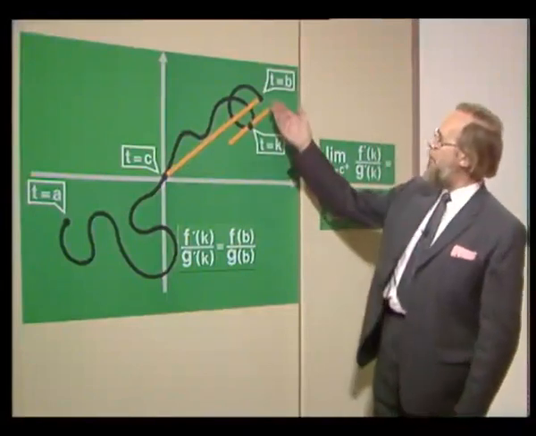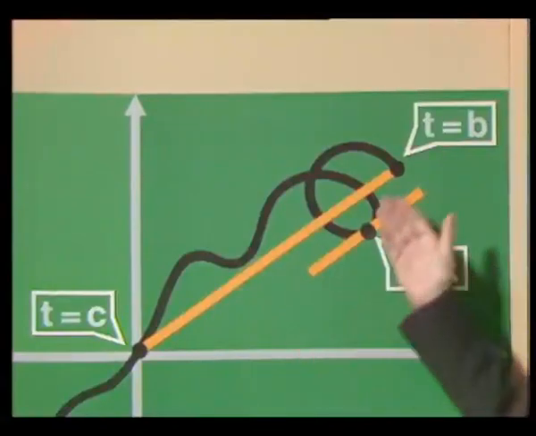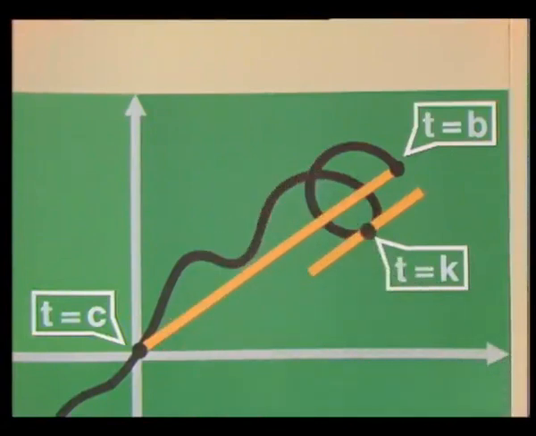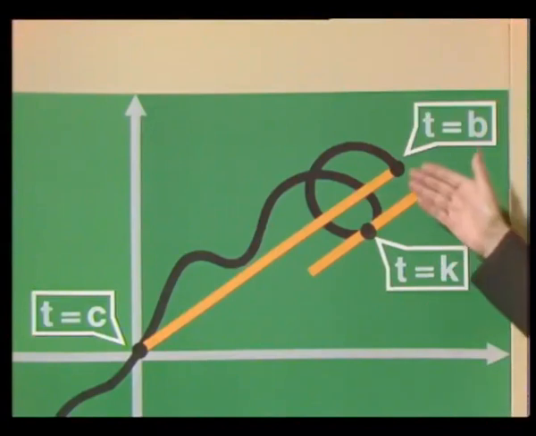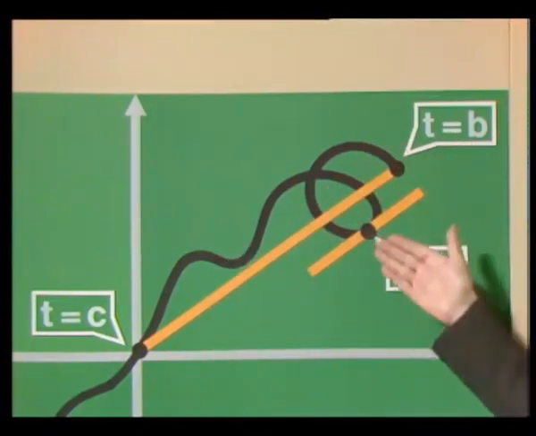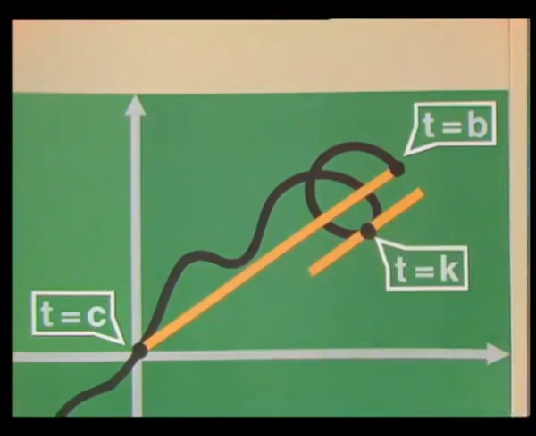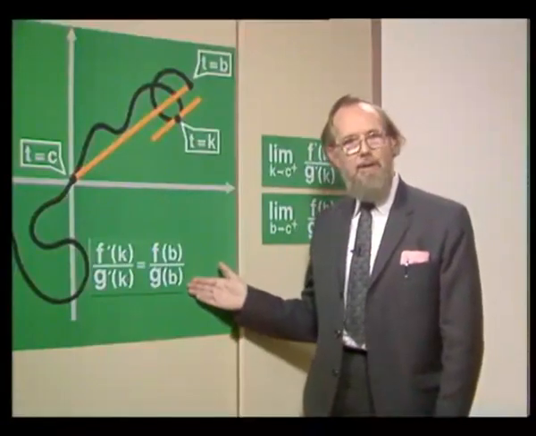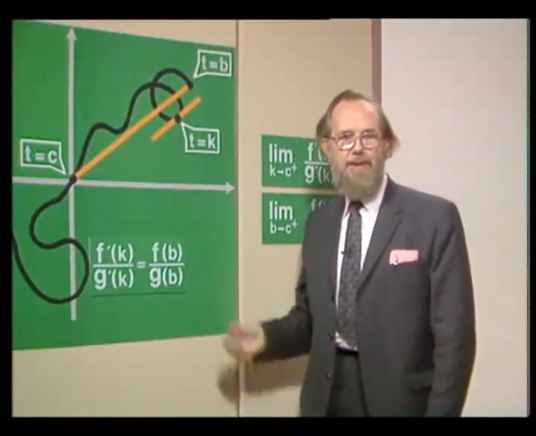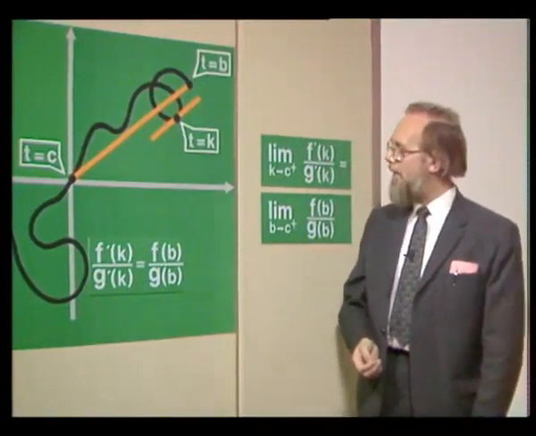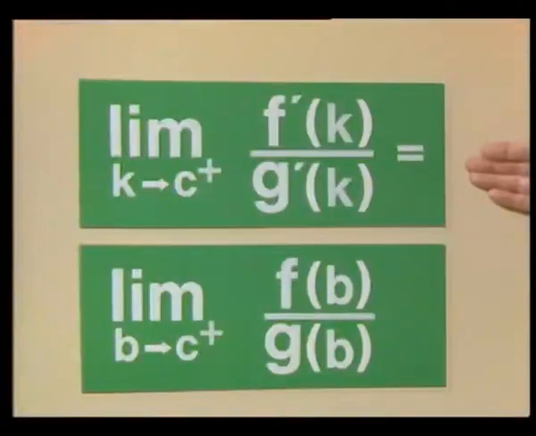Now imagine that b moves closer and closer to c, and the chord itself will move closer and closer to the tangent at the origin. And also, as b decreases towards c, the point k will get pushed ever closer and closer to c. In fact, b and k tend to c plus together. Now this equality always holds throughout the limiting process, as k and b tend to c plus. Now if we suppose that this limit of f dash k over g dash k as k tends to c plus exists, then it must follow that the limit of fb over gb as b tends to c plus must also exist, and in fact they'll have the same value.